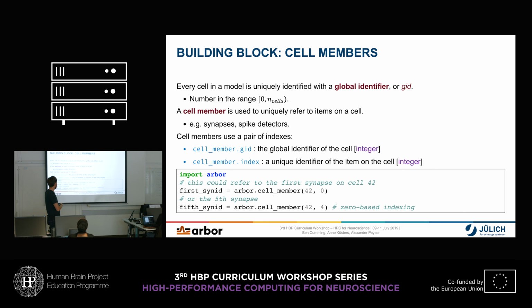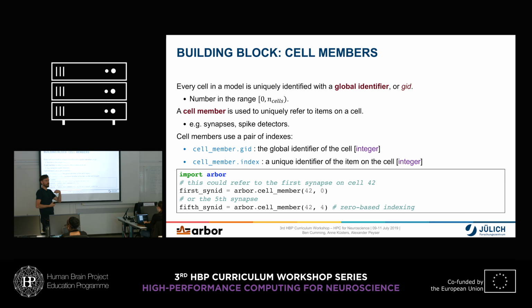So a cell member always has this structure. It always has a global identifier that identifies the cell, and then another that identifies which thing on that cell we're talking about. So we could create a cell member 42.0, which refers to the first thing on cell 42. Which thing it's referring to depends on the context. If we're talking about synapses, then this is referring to the first synapse. If we're talking about spike detectors, we'll hear about them later on, it's the first spike detector. If we're talking about gap junctions, the same thing. So at the moment, this is just an index, and what it actually refers to will depend on the context in which you use it.